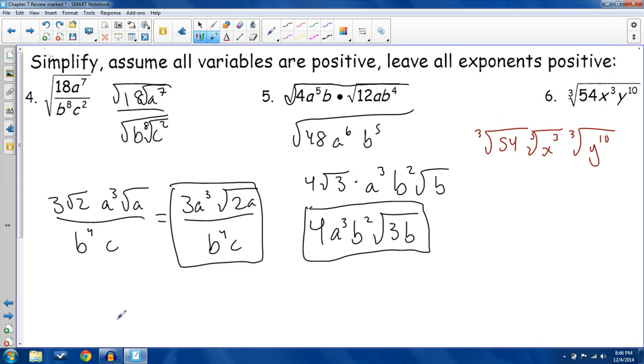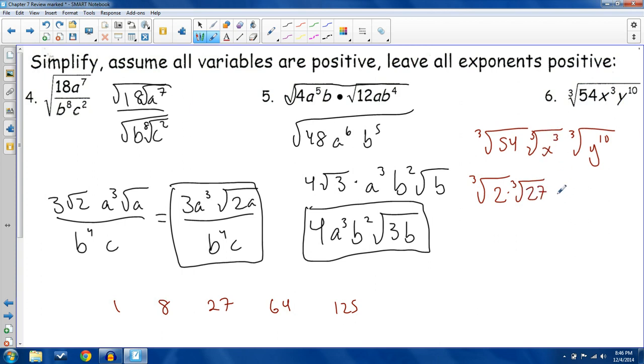So let me write some down here. 1 cubed is 1, not that you need that one. 2 cubed is 8, 3 cubed is 27, 4 cubed is 64, 5 cubed is 125. I'm going to stop right there. Find factors of 54 where you can find a perfect cube if possible. Sometimes it won't be. In this case, 27. I can do cube root of 2 times the cube root of 27.